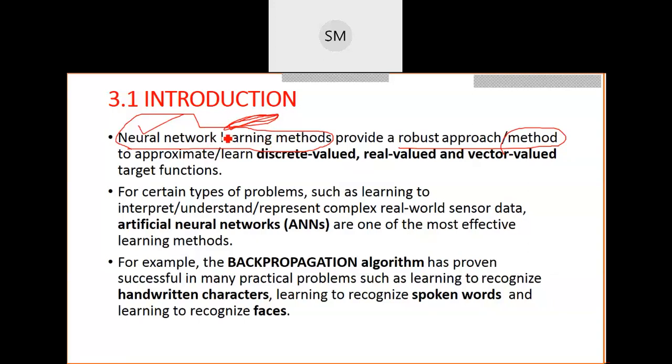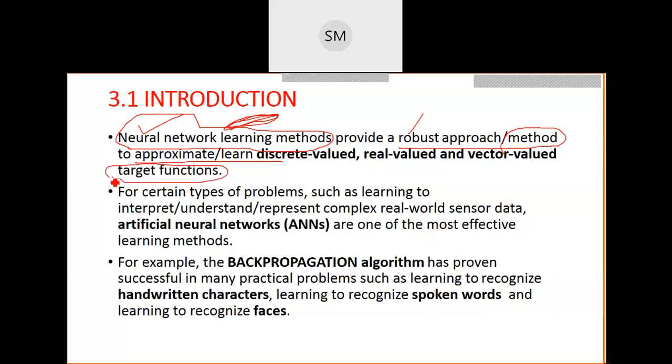So all these neural network learning methods give us a robust method. Robust is nothing but a strong method. Why are we going to use these methods? To learn. We learn three types of target functions. Remember in your mind, we are going to learn, it means we are going to find out, or determine, or calculate three different types of target functions.